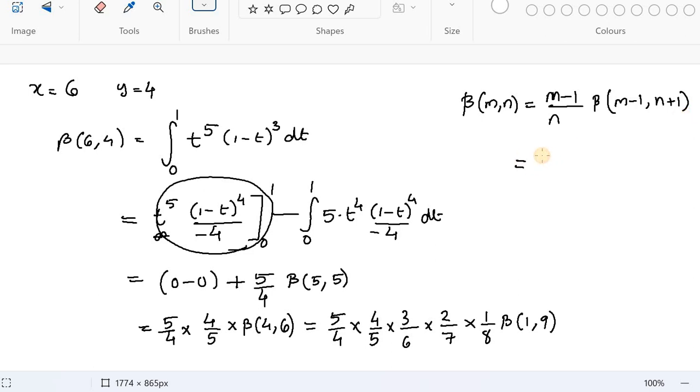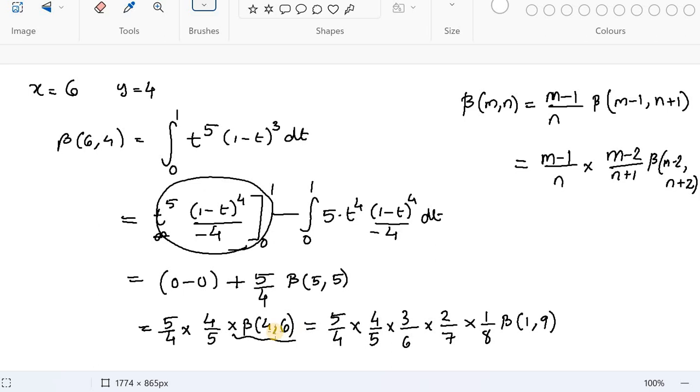Okay. So if you continue this, you can write it as m minus 1 by n into this. You can observe that m minus 2 divided by n plus 1 will appear, into beta of m minus 2 comma n plus 1, which will be increased by 1, so n plus 2. So you can see that this 5 by 5 will become 4 by 5 into beta of 4 comma 6. So ultimately it is 5 by 4 into 4 by 5 into beta of 4 comma 6.